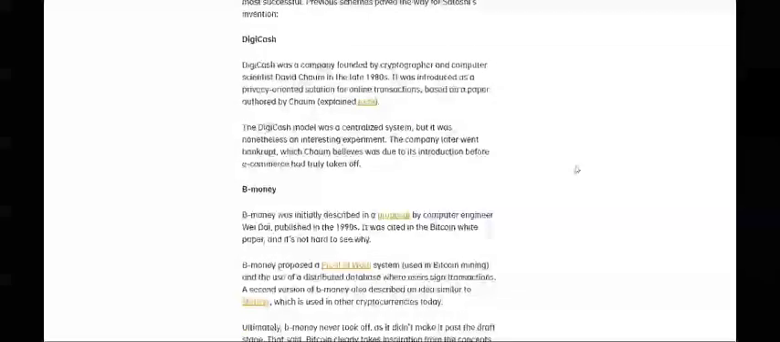Digital cash before Bitcoin. Bitcoin wasn't the first attempt at digital cash, but it's certainly the most successful. Previous schemes paved the way for Satoshi's invention. DigiCash. DigiCash was a company founded by cryptographer and computer scientist David Chaum in the late 80s. It was introduced as a privacy-oriented solution for online transactions based on a paper authored by Chaum. The DigiCash model was a centralized system, but it was nonetheless an interesting experiment. The company later went bankrupt, which Chaum believes was due to its introduction before e-commerce had truly taken off.